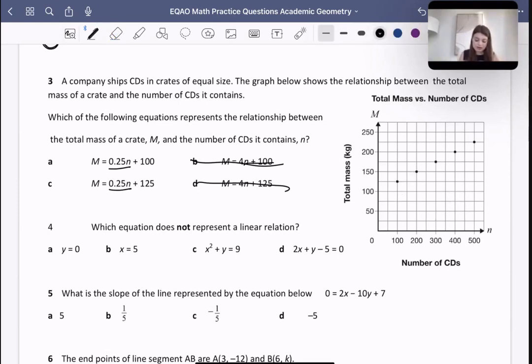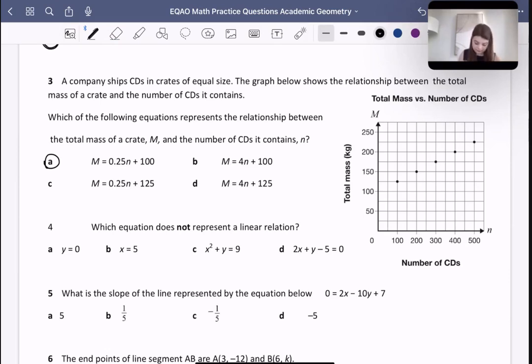And then we need to know what is the B value. So if we put another dot here on this same line, right, it would be at 100. So therefore 100 would be our B value. And so therefore the answer is going to be A because it has the correct slope and the correct y-intercept. And we need our answer to have both.